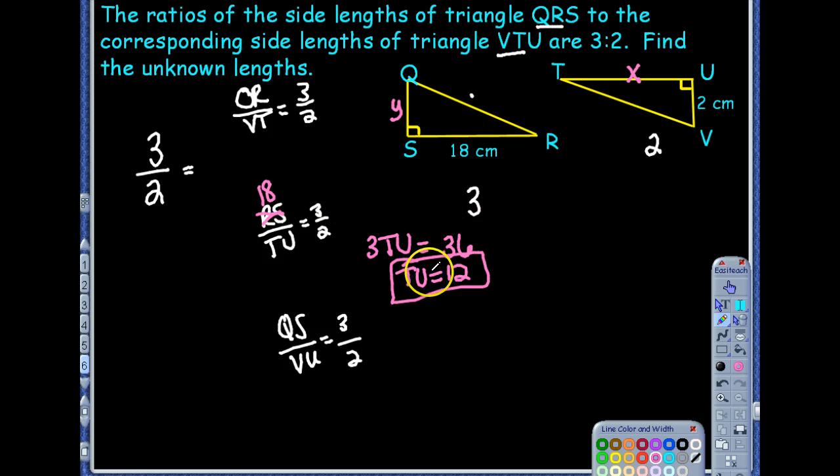Great. So we've got one of those unknown lengths. I'm even going to mark it over here just so we can keep track of which ones we already know. 12 centimeters. What else do we know? I know UV is 2 centimeters, so I'm going to go to that one right there. Say that's 2. Well, I could cross multiply, but I see the denominators are exactly the same, so that means QS is just 3. Hopefully everybody sees that too. So 3 centimeters as well.